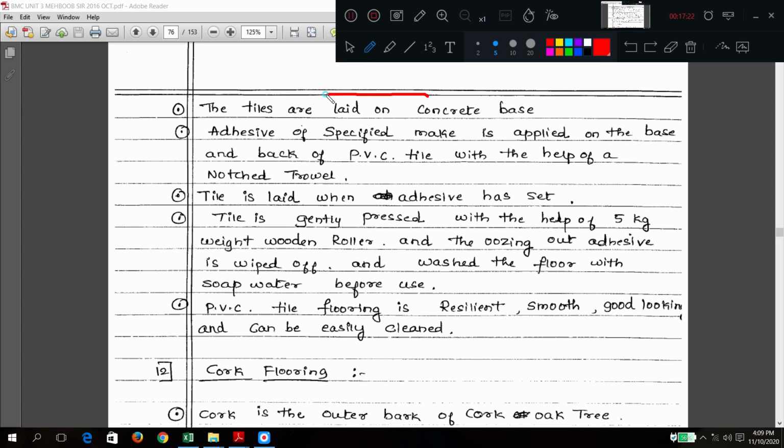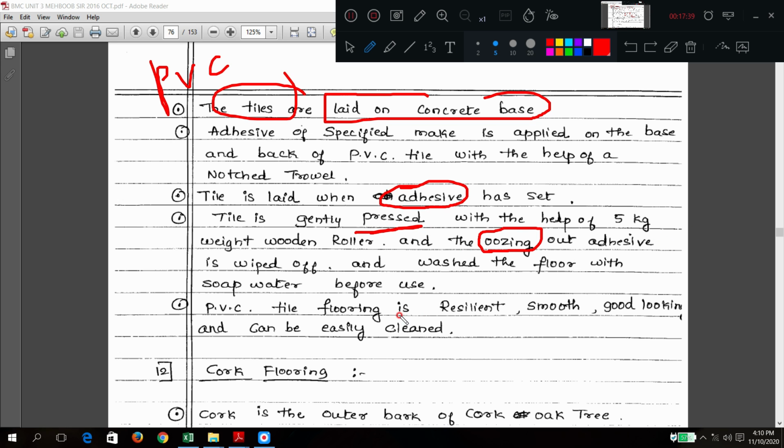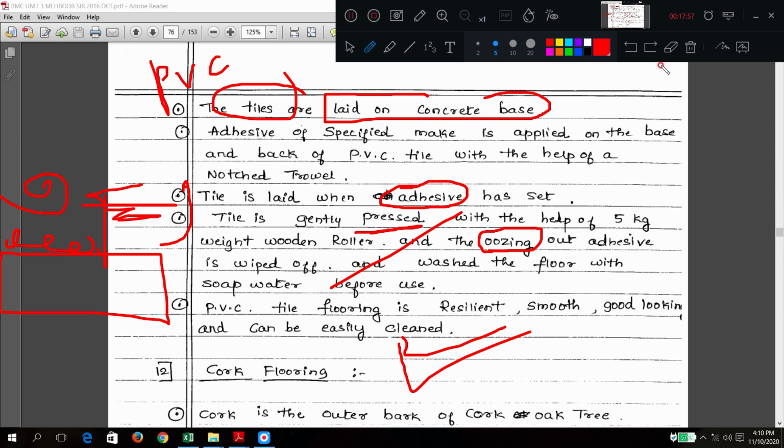That PVC material will be laid on the tiles using adhesives. Using adhesive, that's all. You remember only that thing. Adhesive is pasted, gently pressed, the extra oozing out adhesive is taken outside and it is cleaned. Flooring, adhesive, PVC coil or PVC tile, press down, take out the extra adhesive, clean it and firmly fix it on the floor. Simple. PVC flooring.